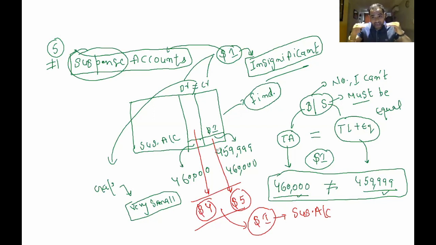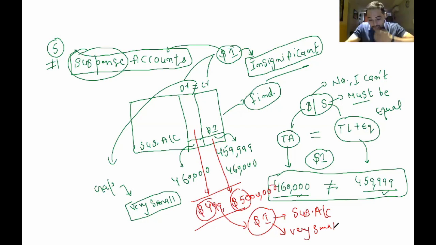compared to my balance, the gap is significant. In $5, $1 is very important. But if instead of $5, I'm writing here 5 million, and here 4,099,999, then $1 is very small compared to the balance value. That's the criteria to apply a suspense account.